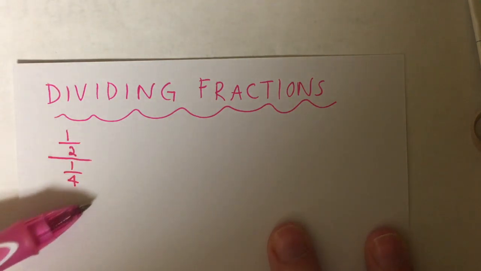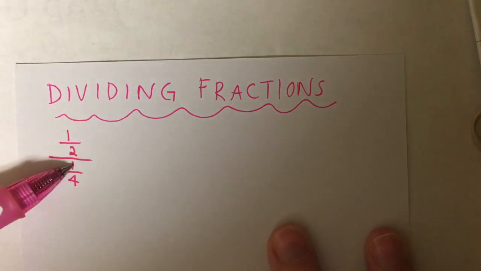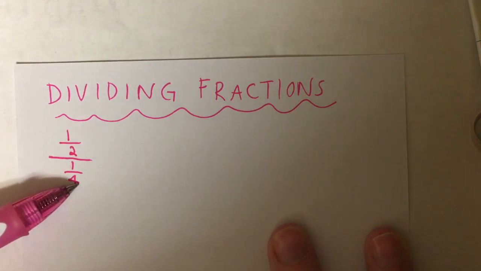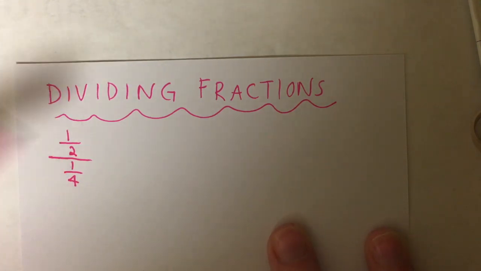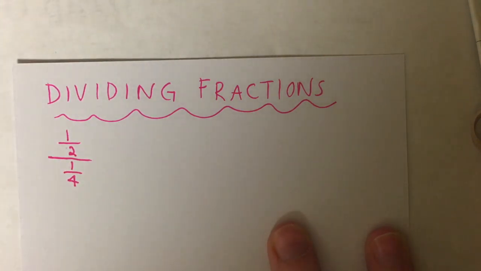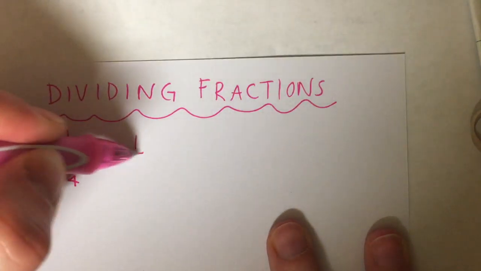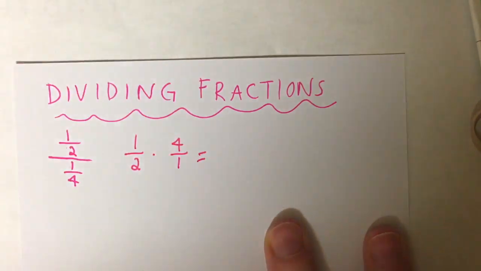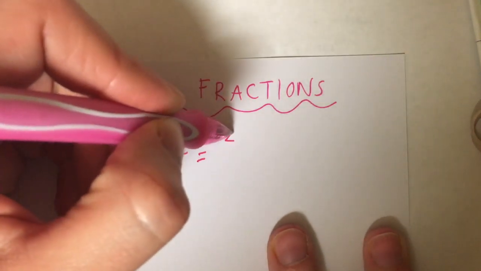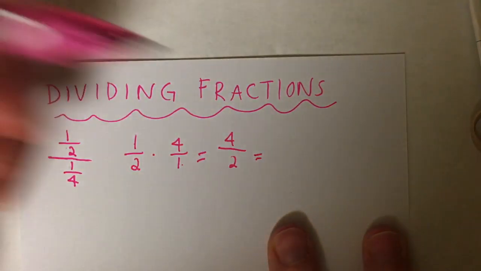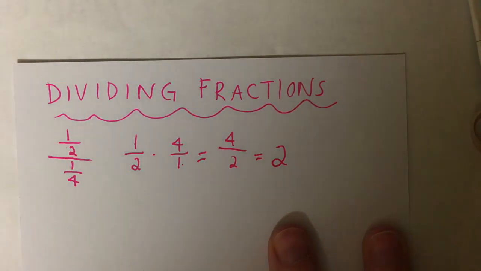So we're going to take this denominator here, and this numerator, which is the 1, is going to become the denominator. And this 4, which is the denominator, is going to become the numerator. And we're going to multiply this by 1/2. So what we're going to have is 1/2 times 4/1, which equals, well, 1 times 4 is 4, and 2 times 1 is 2, which gives us 2.